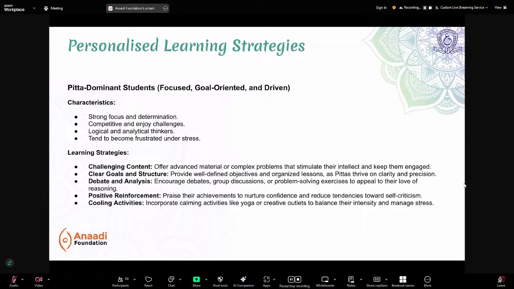Debating and analysis: because they're very active, you can give a lot of debates, group discussions and problem solving. In fact, they can even practically solve problems. Positive reinforcement is needed so that they gain confidence. And cooling practices, which are yogic practices and simple meditation techniques, whichever help them to manage their stress, are very, very useful.